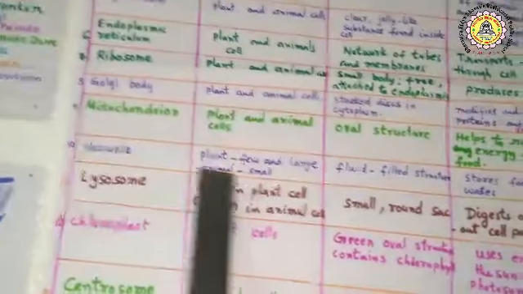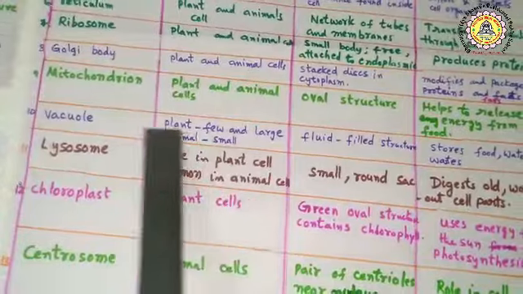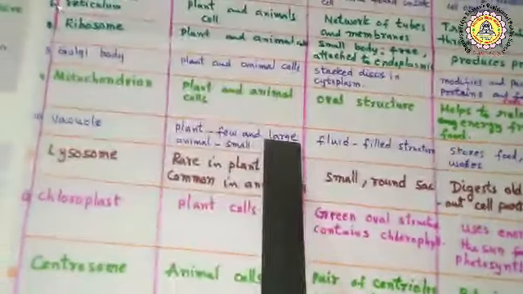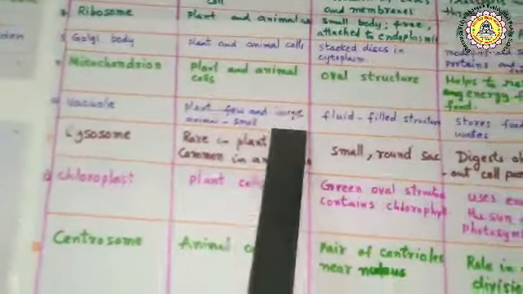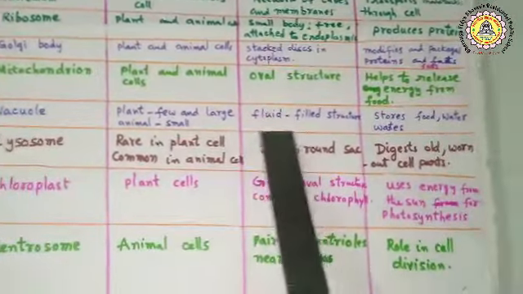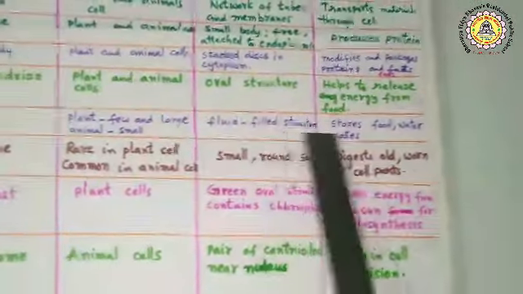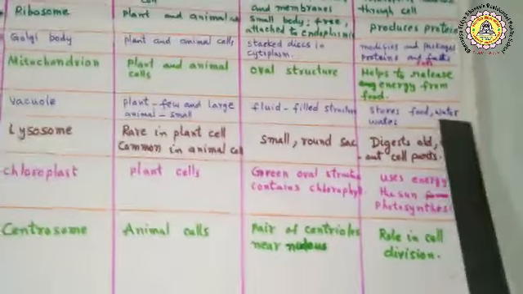Next, vacuole. It is found in plants and animals. In plants, they are few and large. In animals, they are small and more in number. They are fluid-filled structures. The function of vacuole is to store food, water, and waste. Vacuole was discovered by Anthony van Leeuwenhoek.